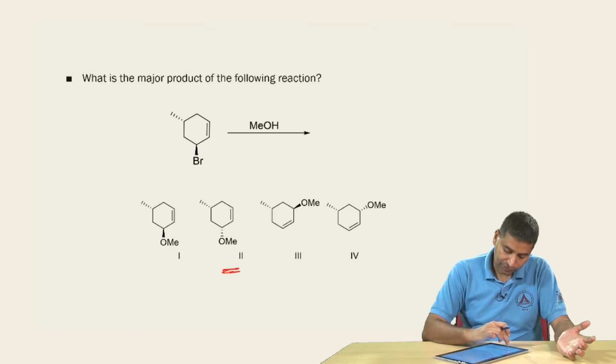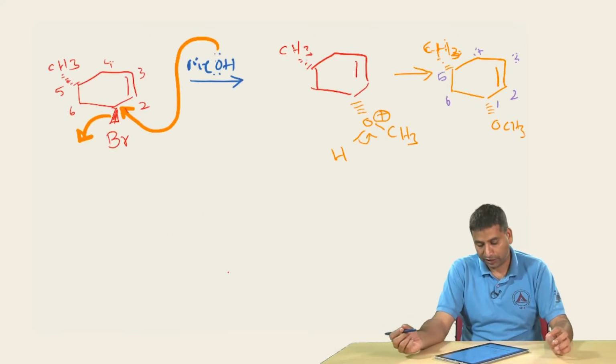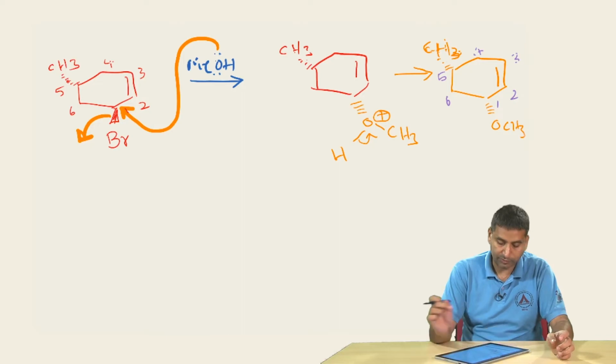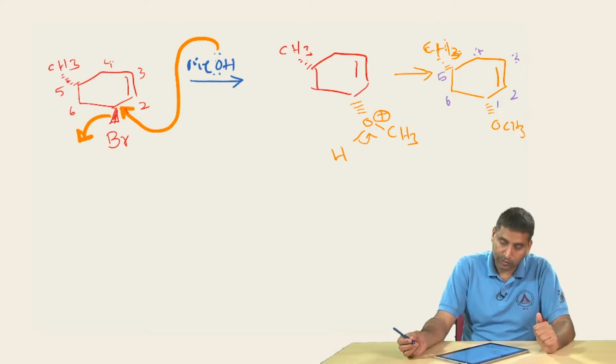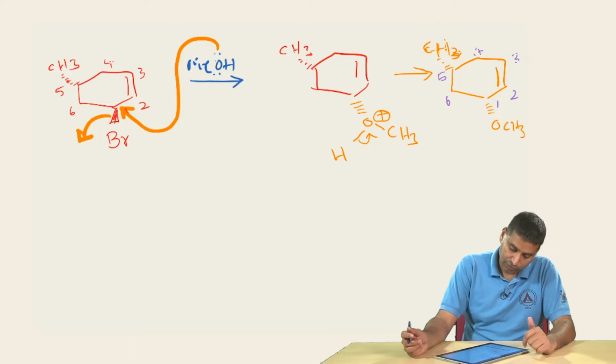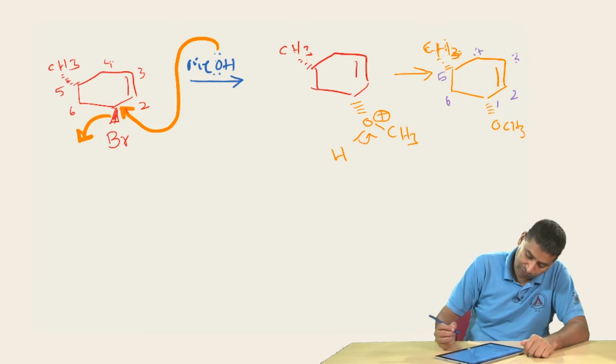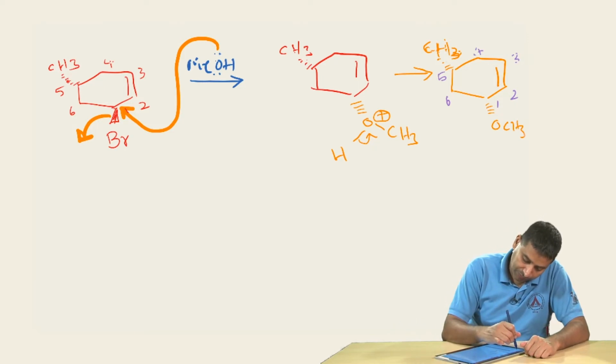But this is not the end of this. We need to look at this mechanism a little bit closer. Since it is an allylic bromide, it is entirely possible that you can have a rearrangement. Let me try and draw that out over here. We will first erase these arrows and draw a new set of arrows, and we will choose a different color.